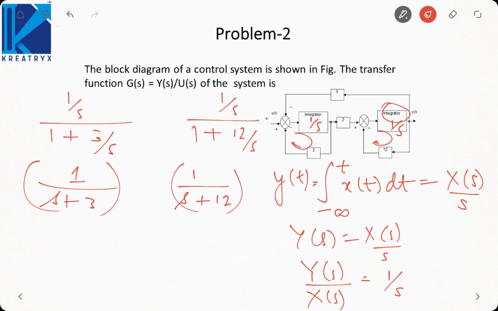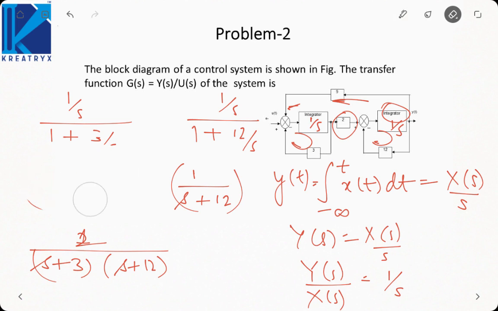Now these two blocks and this gain of 2 are in cascade. So what I can do is 1 upon s plus 3, s plus 12 into 2. So this will be 2 upon s plus 3, s plus 12. Now this entire block is in feedback with this path, and that is a negative feedback.